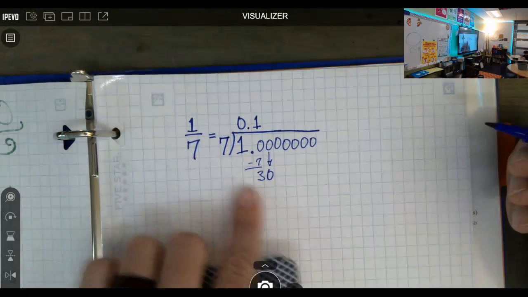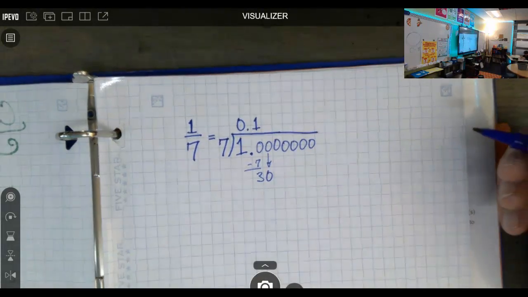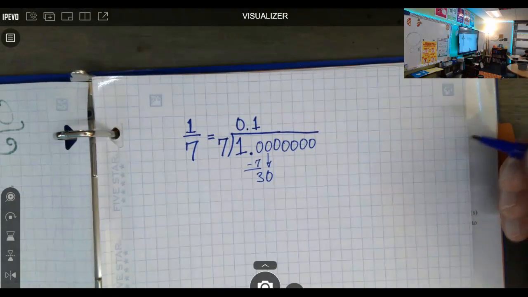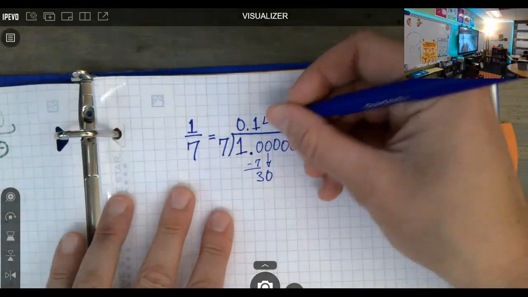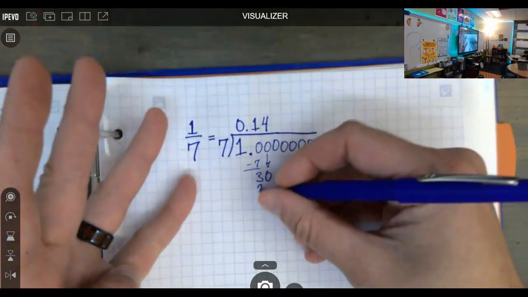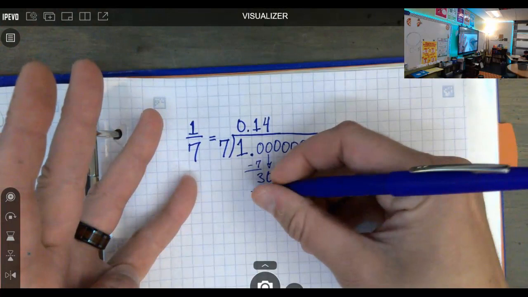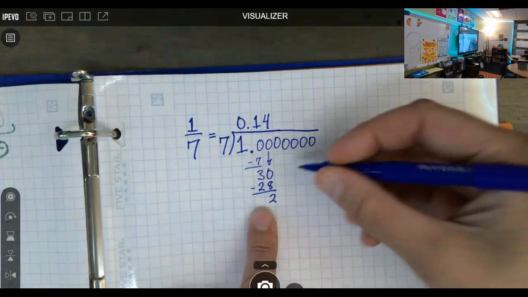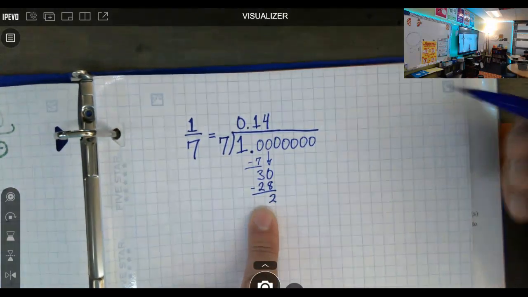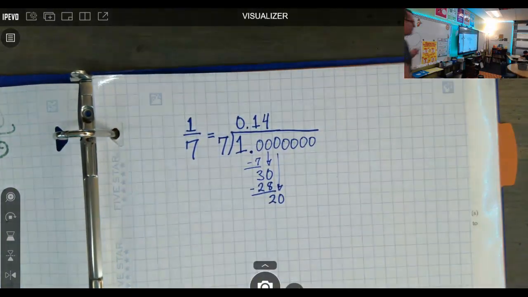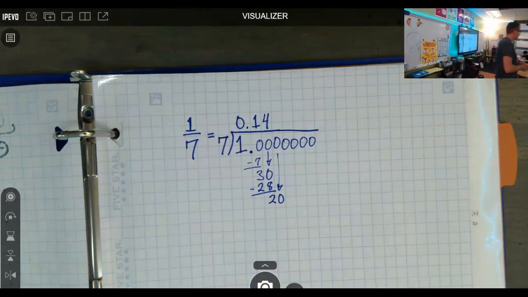How many times does 7 go into 30? 7, 14, 21, 28. So 4, right? Guys, count on your fingers if you need. So that's the subtraction we're going to do. After the subtraction, what do we always do? Bring down a 0. Keep going.